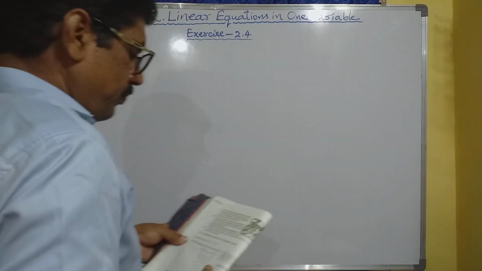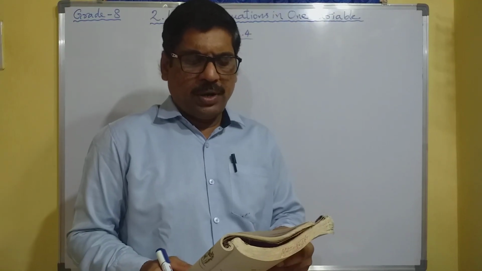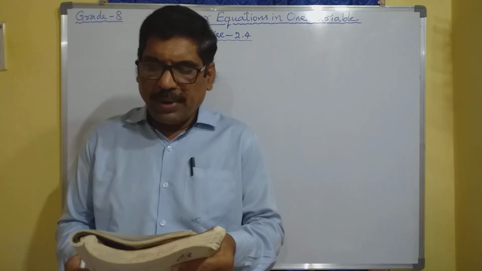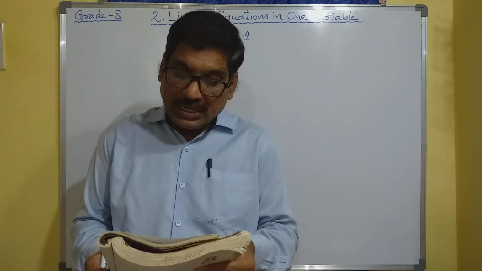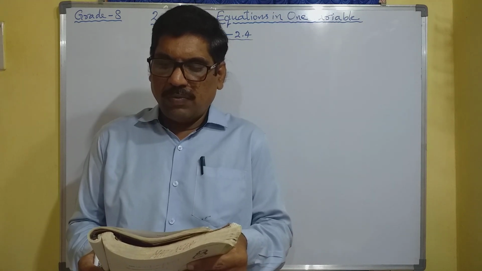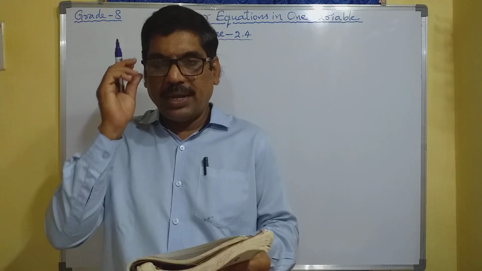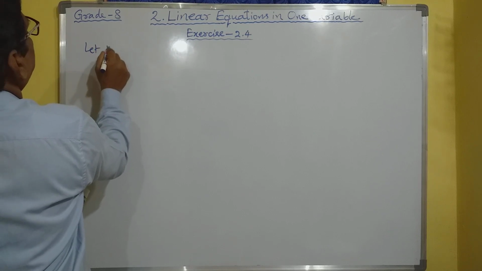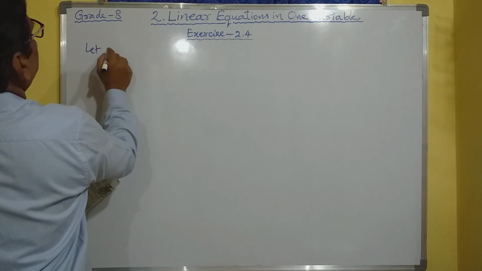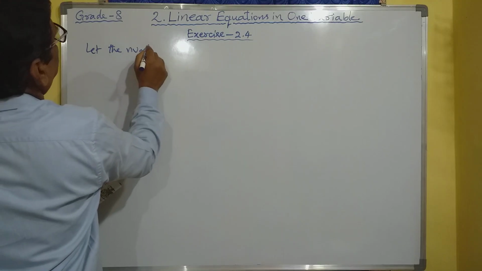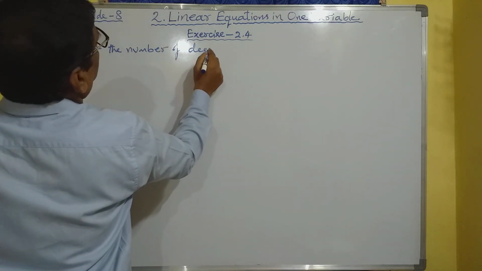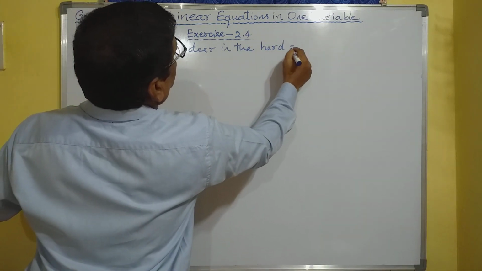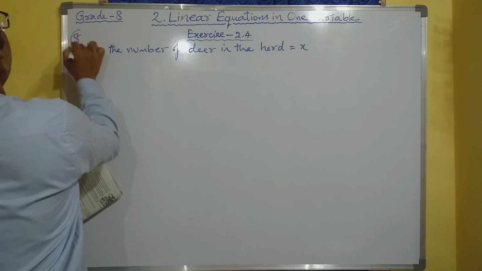Now the eighth problem. Half of a herd of deer are grazing in the field and 3/4 of the remaining are playing nearby. The rest 9 are drinking water from the pond. Find the number of deer in the herd. So let us take the number of deer in the herd is equal to x. Okay.